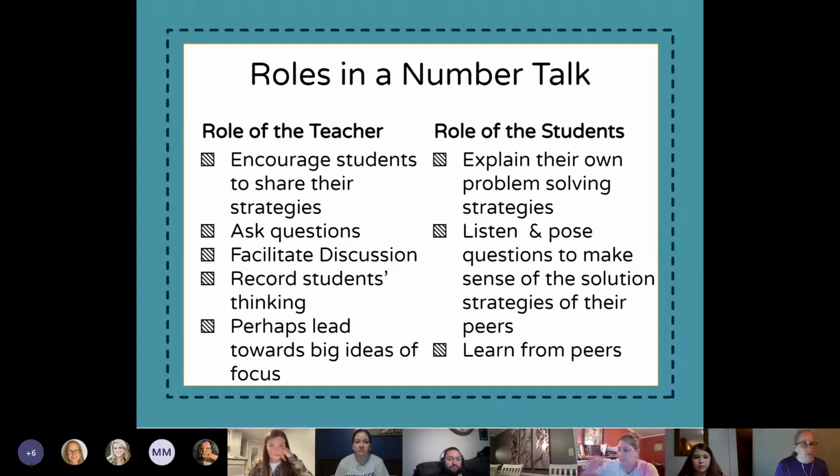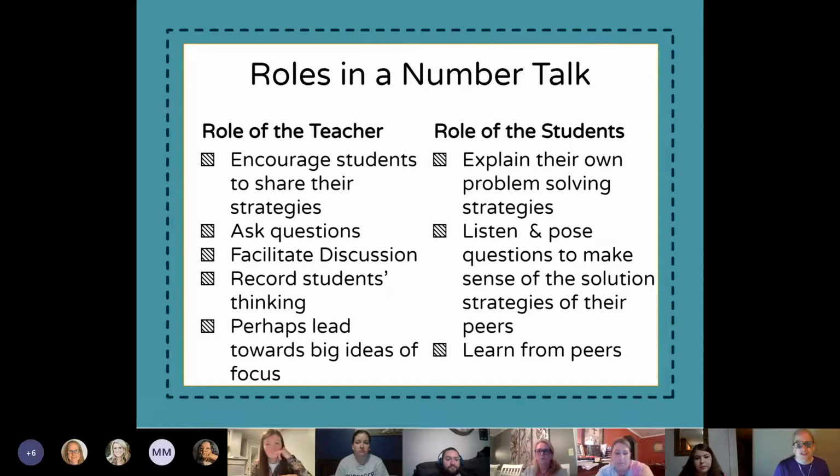So we've already talked a bit about the roles of the teacher and the roles of the student. So remember, the teacher encourages students to share their strategies. They pose questions and facilitate the discussion. The teacher is the only one writing during number talks. They do all the recording, and perhaps it moves students towards a big idea. I personally believe that all number talks should be moving kids towards a big idea, because I feel like every bit of our math instruction needs to be deliberate and driven by our instructional goals. And so I feel like every number talk should be going somewhere.